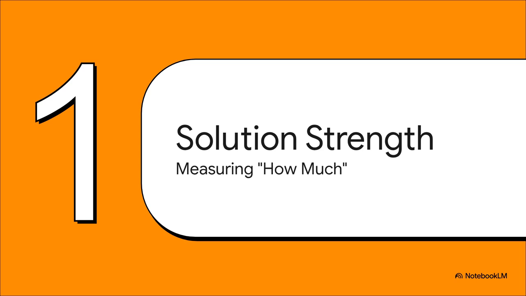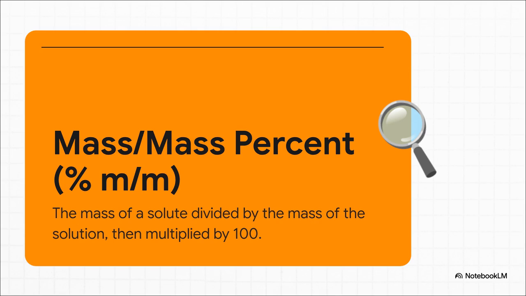First up, measuring solution strength, or what chemists call concentration. This is really all about putting a number on how much stuff, that's the solute, is dissolved in a liquid, which we call the solvent. So one of the easiest ways to do this is with what's called mass/mass percent. You just take the mass of whatever you're dissolving, say salt, divide it by the total mass of the entire solution, so the salt plus the water, and then multiply by 100. Yeah, it's really that simple.